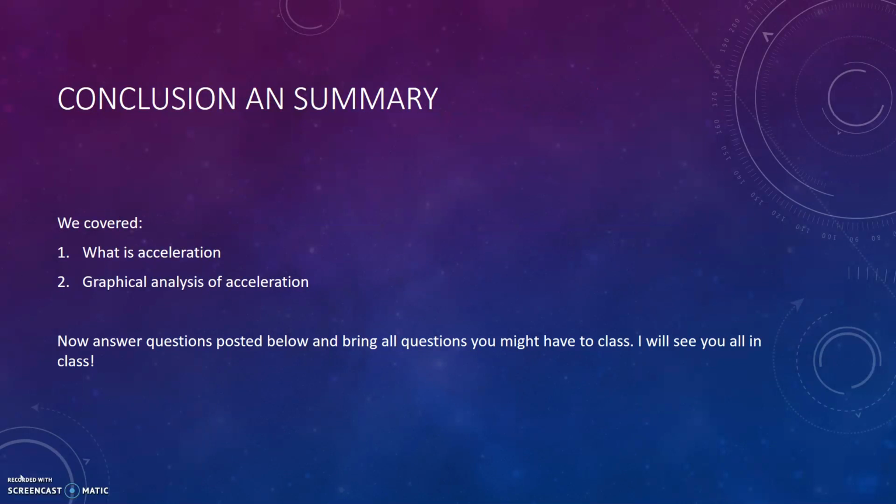Alrighty, what did we cover today? We talked about what is acceleration, and we talked about the graphical analysis of acceleration and how from a velocity versus time graph, we could get the object's acceleration by looking at the slope.